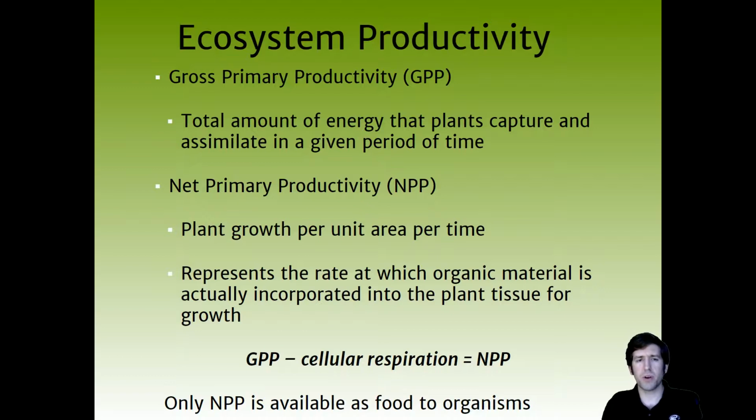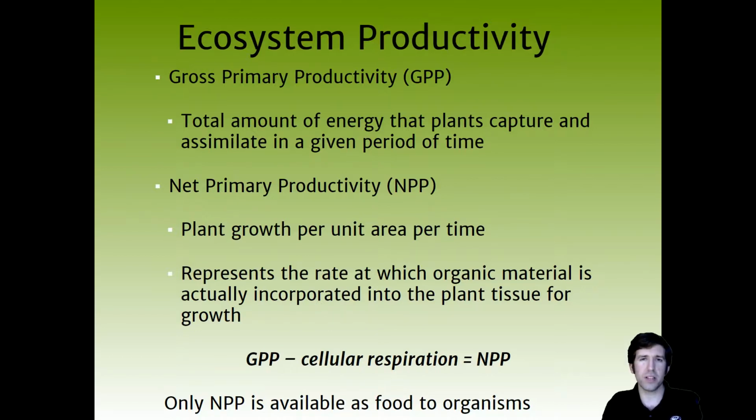Gross primary productivity is the total amount of energy that plants capture and assimilate in a given period of time. So this is the total amount of energy, before anything happens to it, that a plant is taking in and actually obtaining. There's a lot that a plant does not get, which we'll get to later, but this is the amount that it is actually capturing. Net primary productivity represents the rate at which organic material is actually incorporated into the plant tissue for growth. In other words, plant growth per unit area per time. So this is how much it is actually building up.